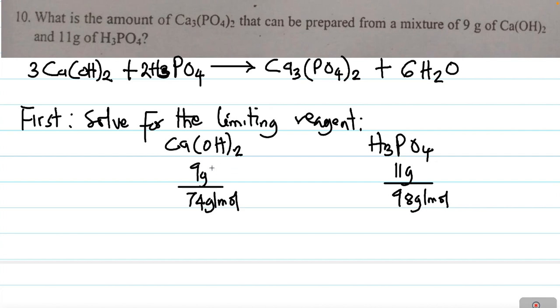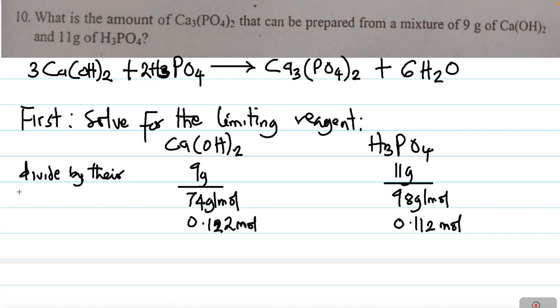Alright, so when you do that, we'll say 9 divided by 74. Now this gives us 0.122 mole. And this other guy, we have 11 divided by 98. This gives us 0.112 mole. Now remember, what we did here was to divide by their molar mass to get the mole.